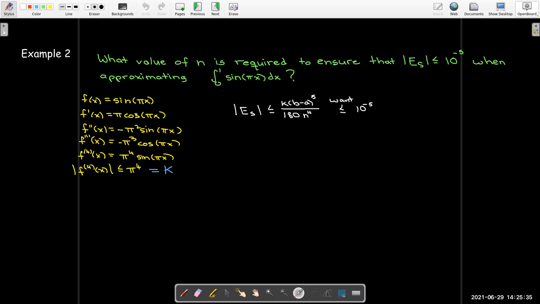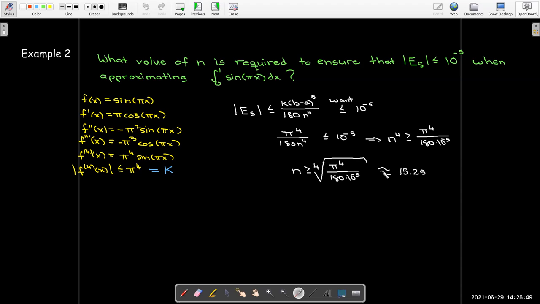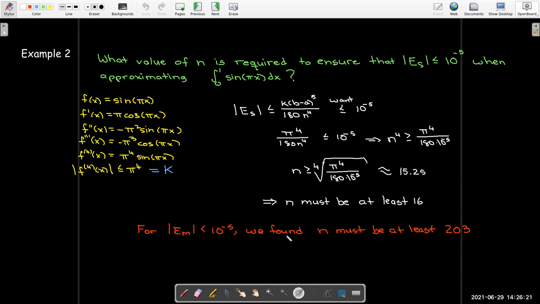And again, here we have b minus a equaling 1. So if we go ahead and substitute our values and solve for n to the power of 4, then take the fourth root of each side, we'll find that n should be bigger than 15.25. And what's the next biggest integer? That is 16. So if you use n equal to 16, which has to be an even number too. So if this had turned out to be 14.25, I couldn't say n is 15. I would have to use 16. Remember, n must be even. And compare that to what we got with the midpoint rule. We would need to use 203 subintervals.